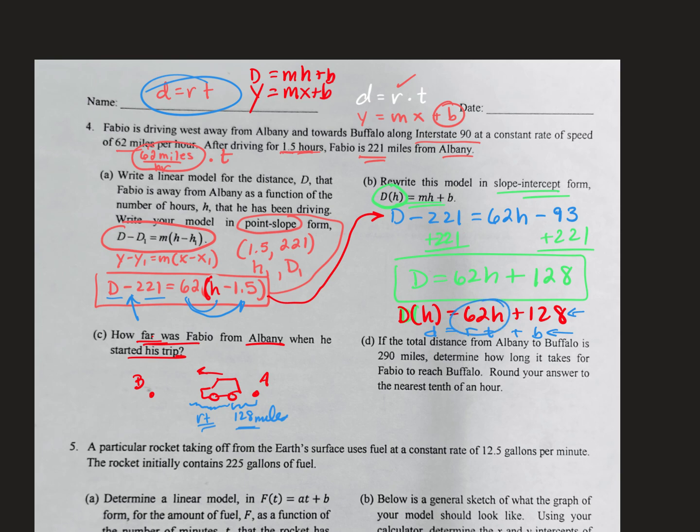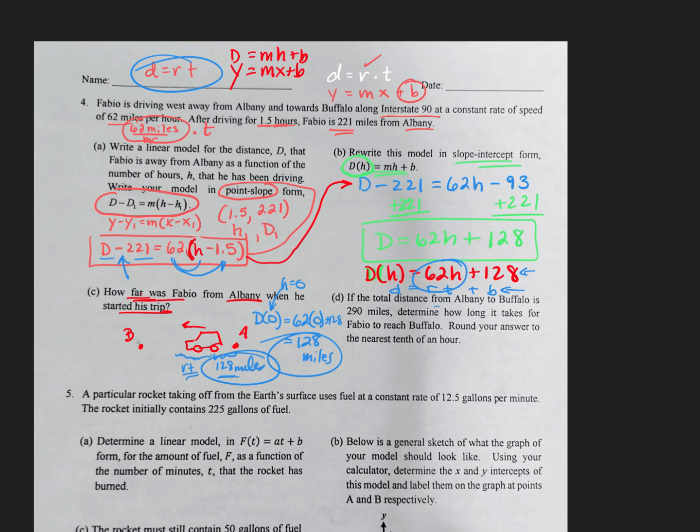Now that's what's going on mathematically. What they want you to find is what's the D of zero. When hours are zero, I haven't started my trip yet. Where was I located? 62 times h is 0 plus 128, and you can see you get 128 miles that way as well. And finally, D here. Total distance from Albany to Buffalo is 290 miles.